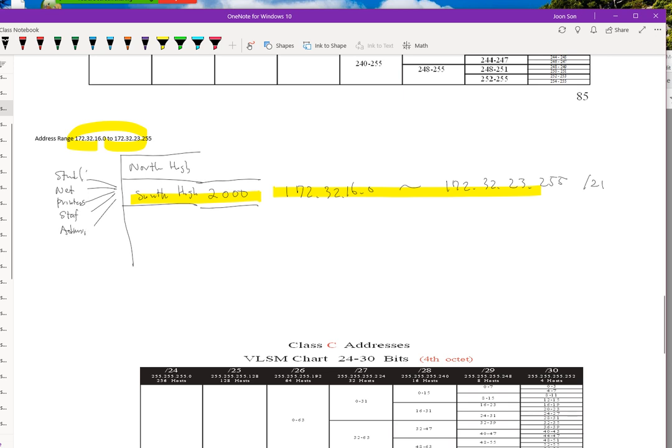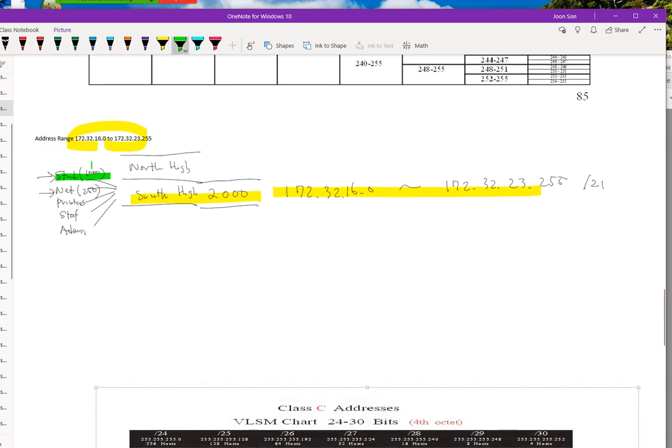The students need 1000, and for the network it is 250. So we'll take a look at these two networks. The first one is students, so let's work on the students with the 1000. The students network requirement is 1000. So we know that this is a class B. We have to use a class B chart.